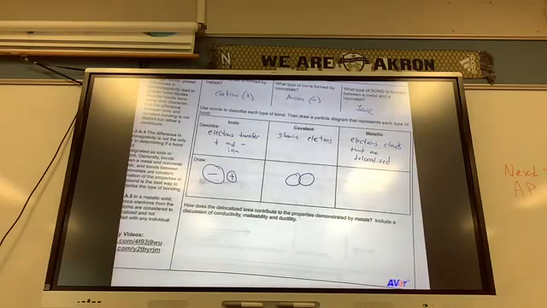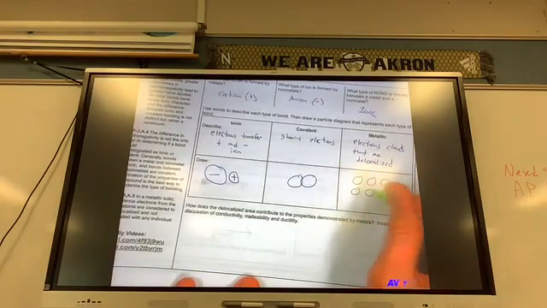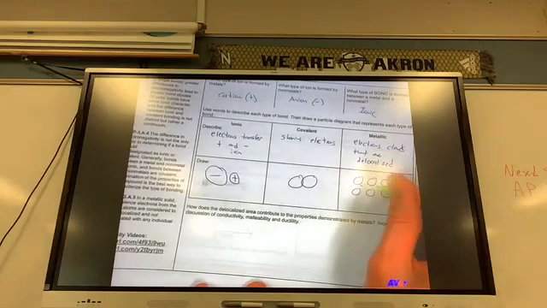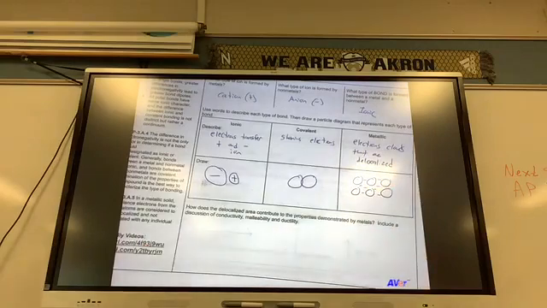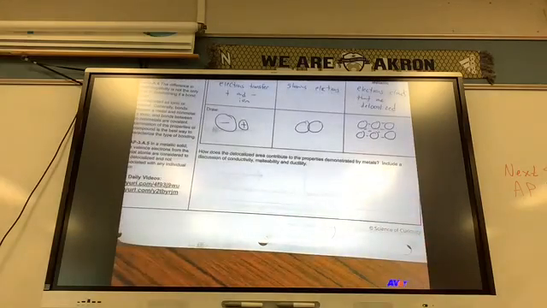And then what about metallic? Just a bunch of pluses. So you have this, and in between, you have those negative electrons flowing in between those. That sea of electrons that flow through. How does a delocalized area contribute to the properties of metals? Well, metals are what? Malleable. Yes.